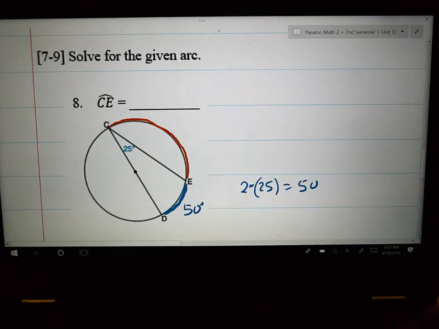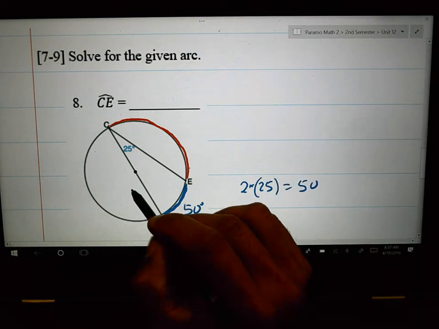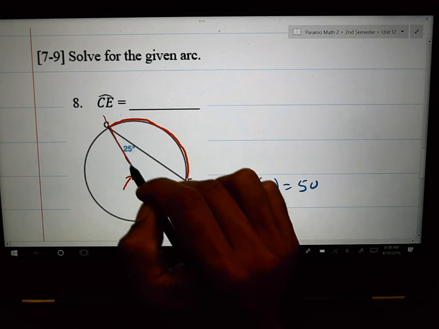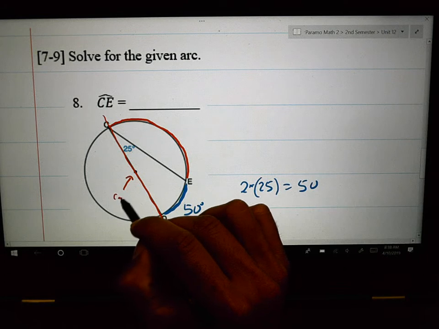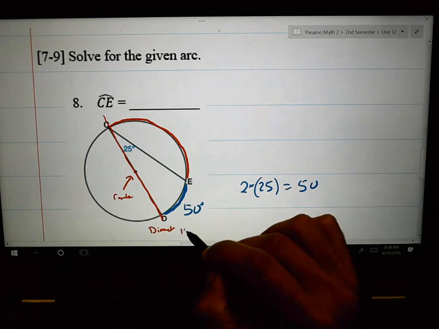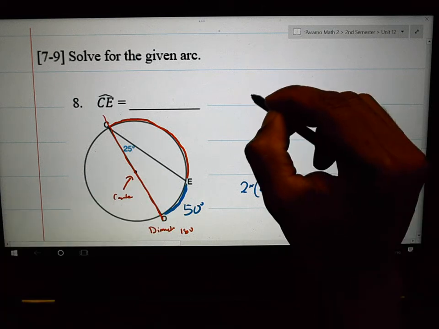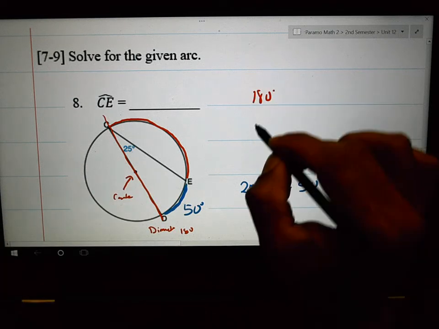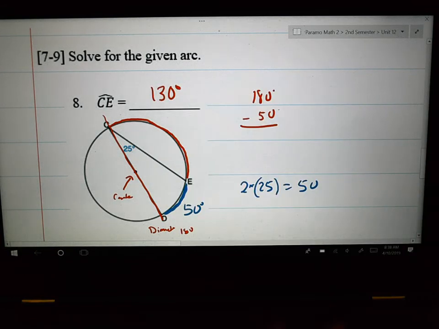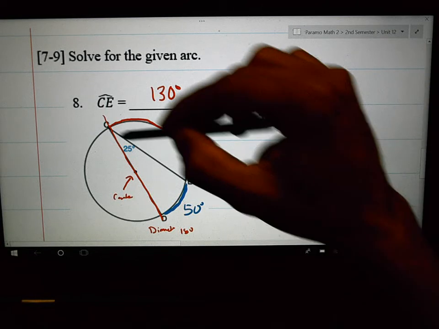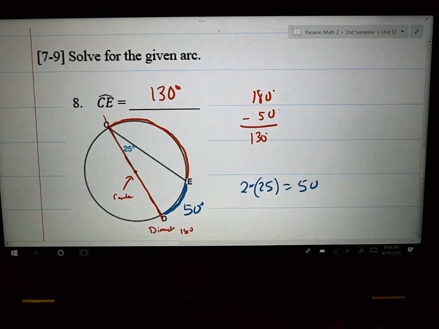Well, that's still not the answer to the question. The question is what is arc CE? And then notice that there's a center, and then this must be a diameter. You guys should know that if this is a center and that's a diameter, a diameter has a total of 180. I bet you can figure out what it is now. If you know what it is, go ahead and say it out loud. I heard somebody say 130. You're right. If you don't know how we got it, the diameter is 180 minus the 50, which makes 130 degrees.